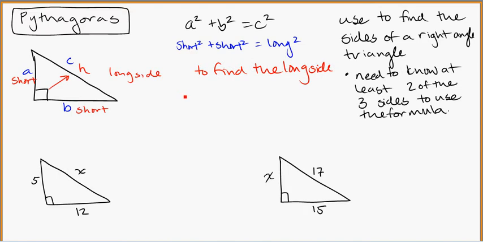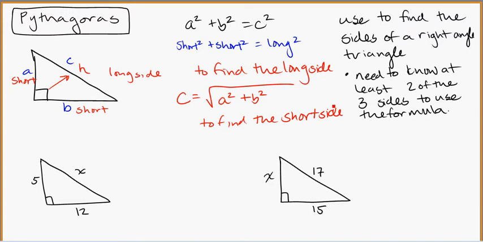And in this case, we're going to have C is equal to the square root of A squared plus B squared, or short side plus short side. So to find the long side of the triangle, you're going to use an addition. And the next formula that we're going to look at would then be to find the short side.